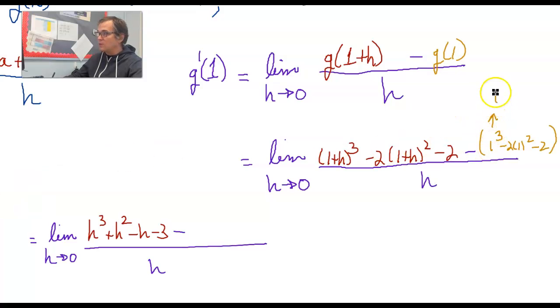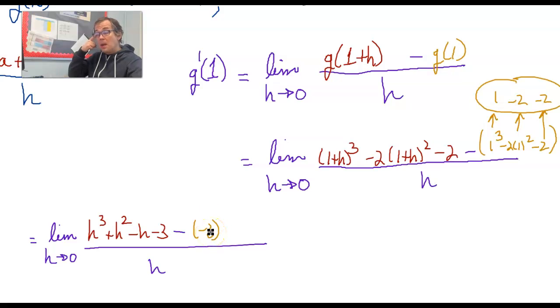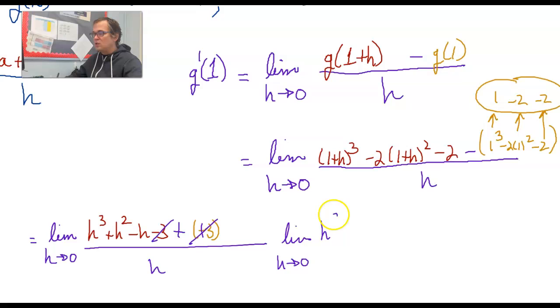1 cubed, of course, is 1. Negative 2 times 1 squared becomes a negative 2. This also becomes negative 2. When I combine all these terms, I get negative 3. So I get minus a negative 3. And we're going to simplify the rest of this from here. So that's going to look like the limit as h goes to 0. And what will happen is this will become a positive 3. These 3's will cancel. I'll have h cubed plus h squared minus h all over h.